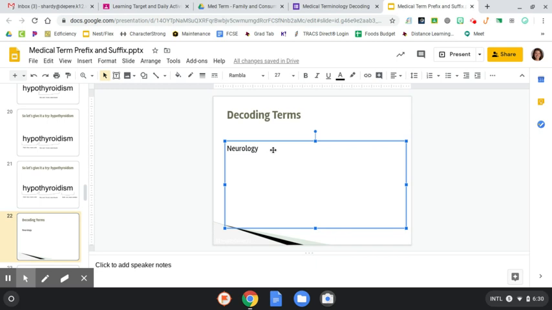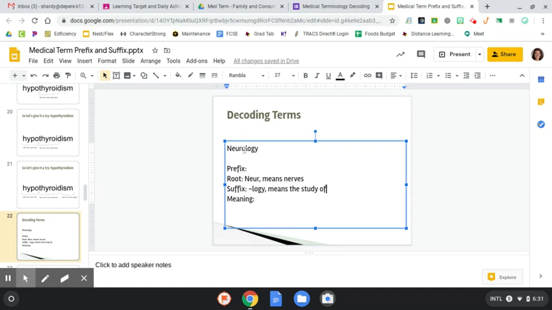So, neurology. Prefix, root, suffix, meaning. Well, let's find our root. Well, this one's pretty easy because I know my root is ner. My root is ner, and that means nerves. And then my suffix. My suffix is logi. And that means the study of.